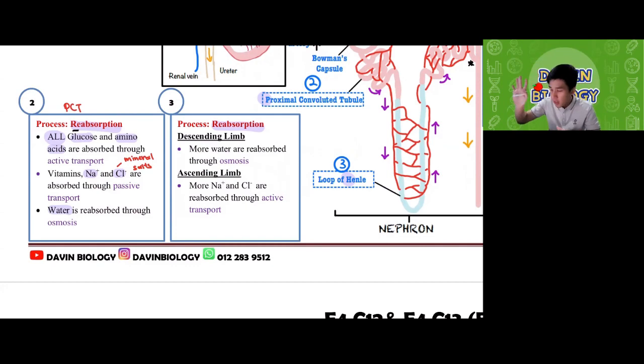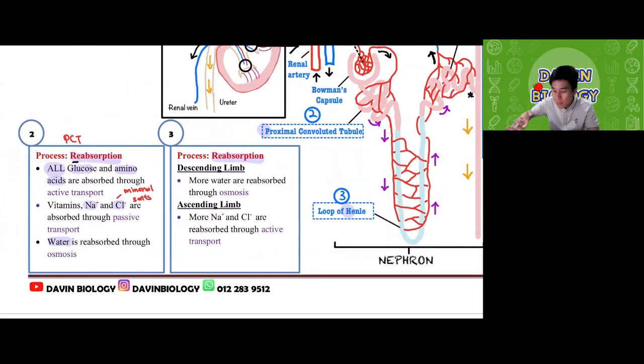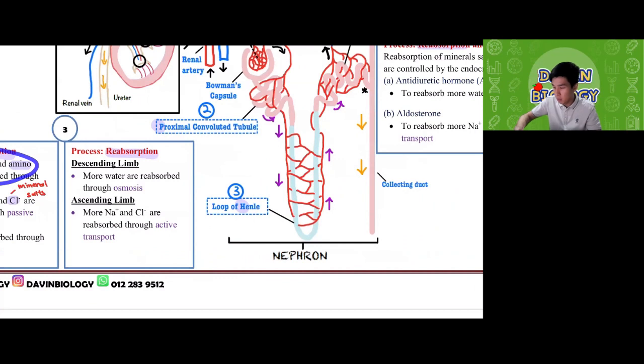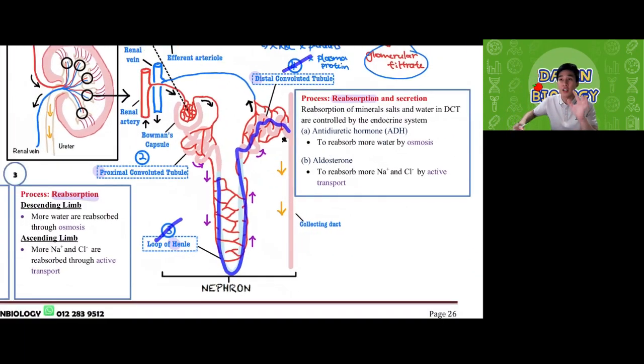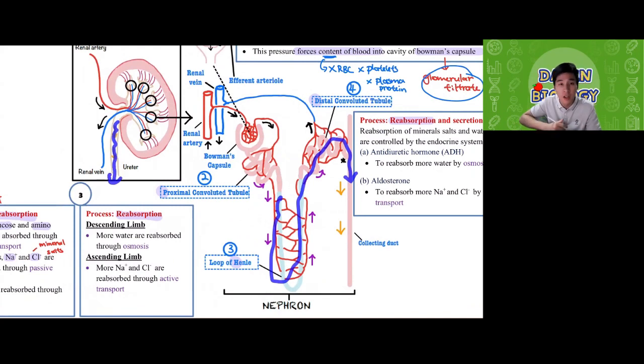Okay? So next part, when I come to the loop of Henle, what they reabsorb is the same, except for glucose, amino acid. Why? Because all glucose, amino acid, they put back inside your blood already, all 100% done already. So when they come to here, there'll be no more glucose, amino acid already. That's why this part, loop of Henle, and the distal convoluted tube, cannot absorb glucose. Okay, so if your proximal convoluted tube fails to absorb all the glucose, the glucose eventually will flow into your urine. Then the glucose will go into your bladder. Then you have diabetes. 糖尿病.